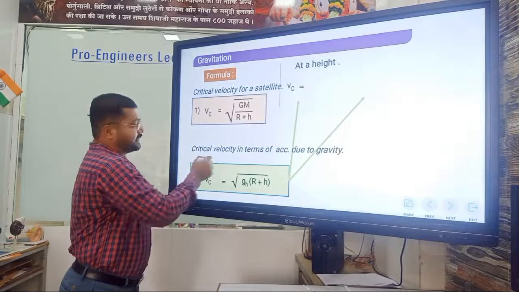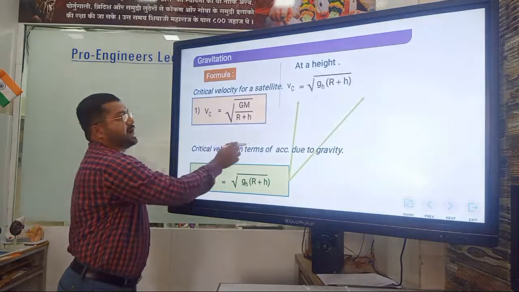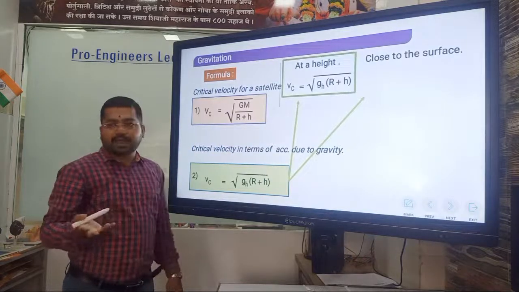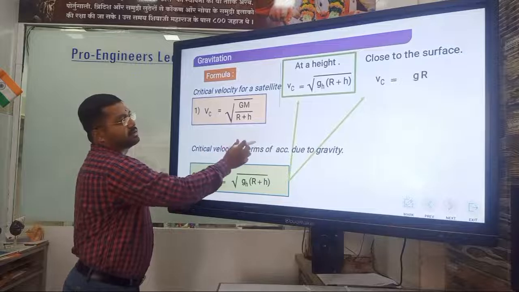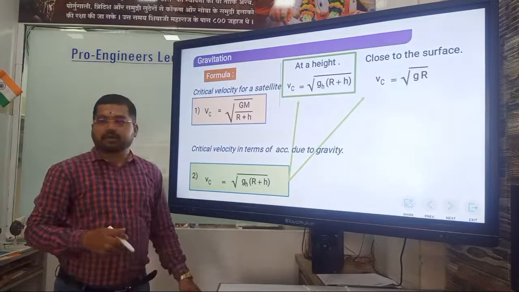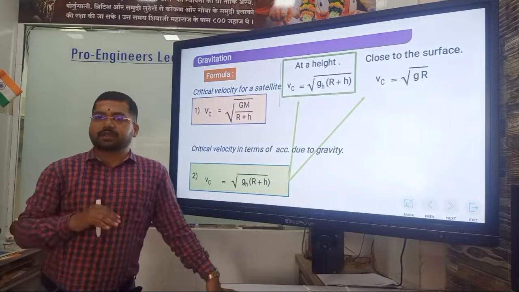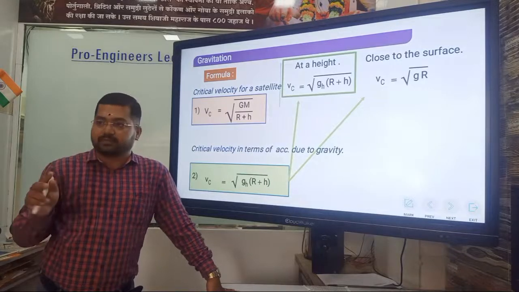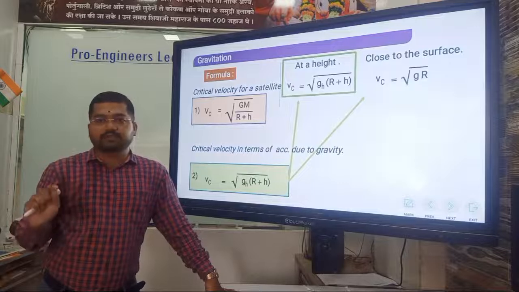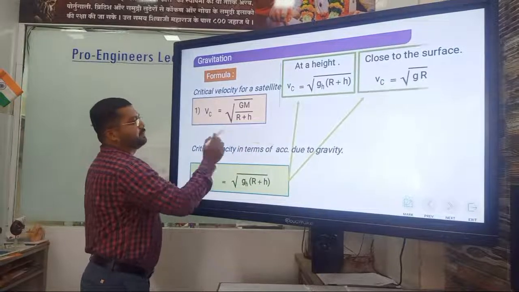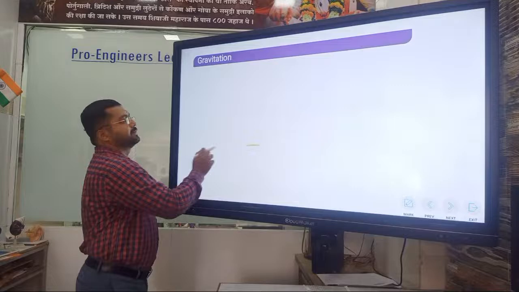Again, for this we have 2 options. At height, so R plus H will be there, and if it is close to surface, then only g R. Height is not there, so it will not take a suffix of H even. It has only g and R, under root of g R. Keep this in mind.